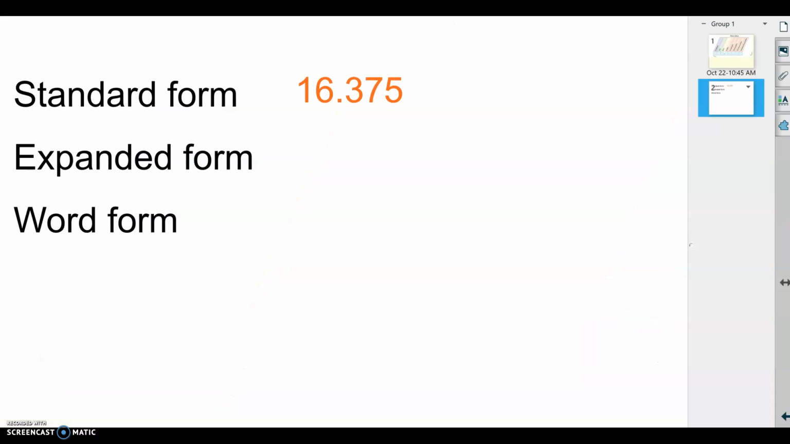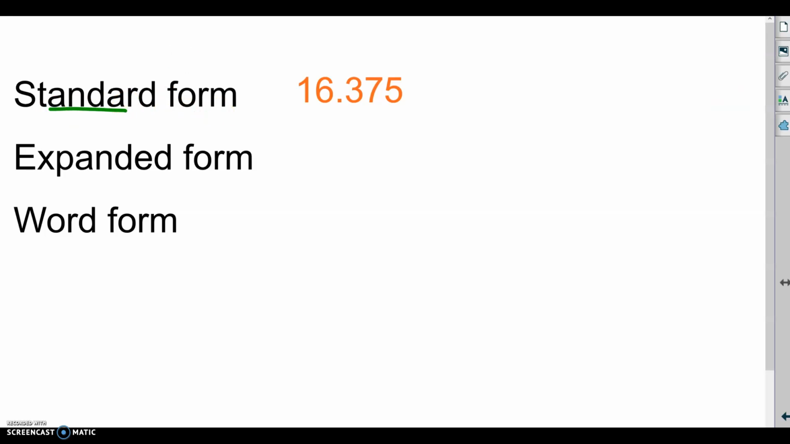Another thing we learned in our first part of our chapter was how to write decimals in standard form. And standard form really just means a normal number. It's just the normal number. Okay, so we could say this 16 and 375 thousandths. And I always kind of say to myself, tenths, hundredths, thousandths. A lot of times you'll see me tapping on it to make sure.